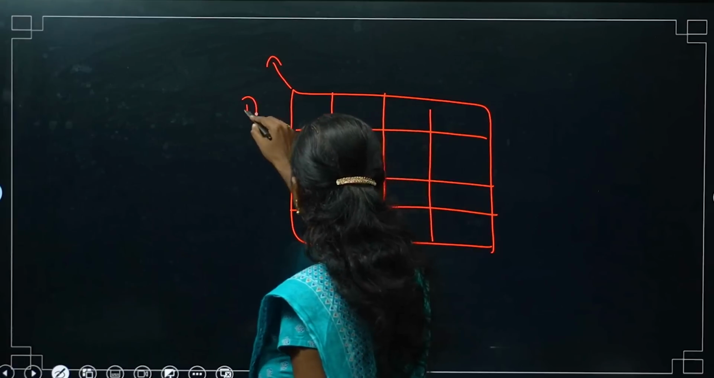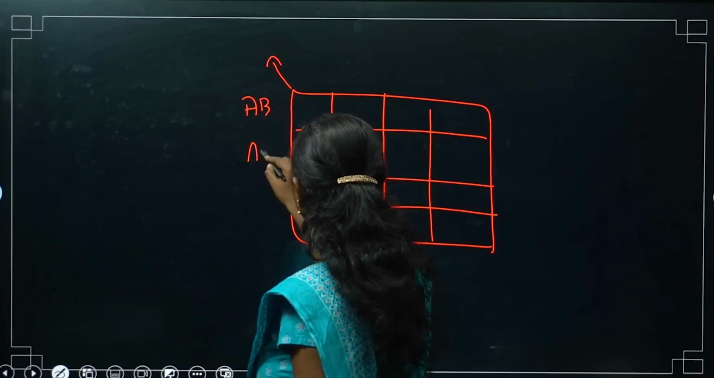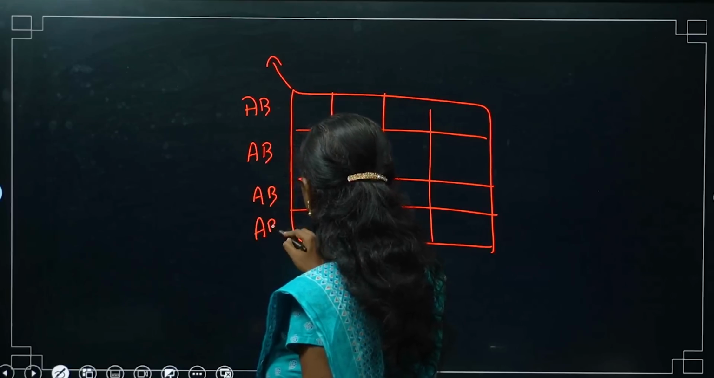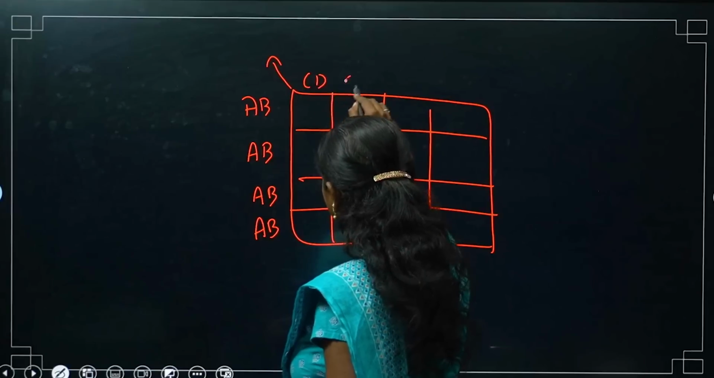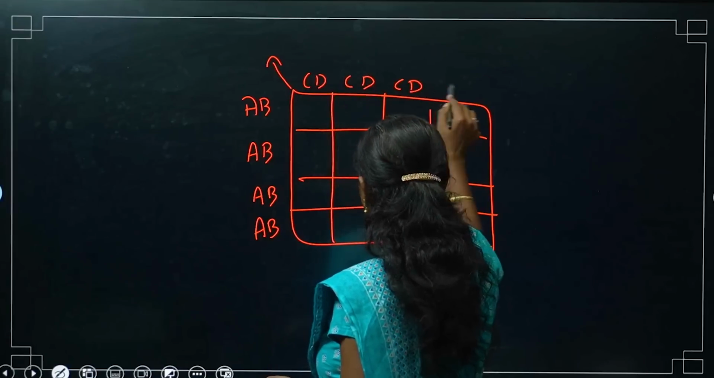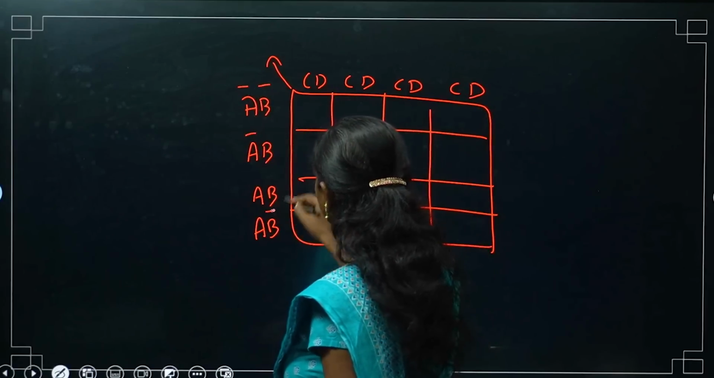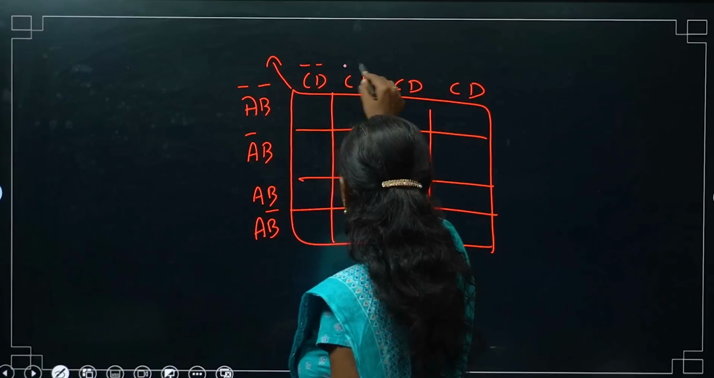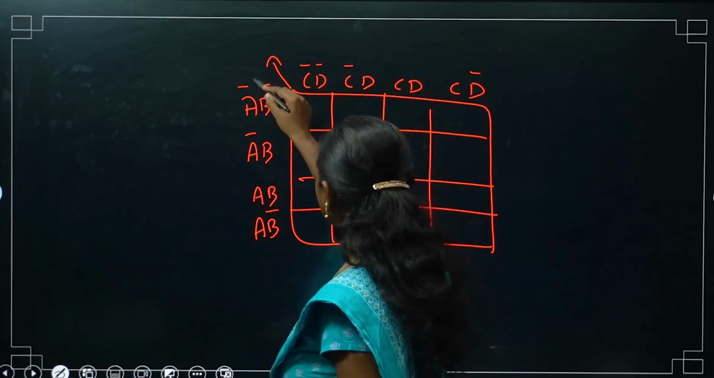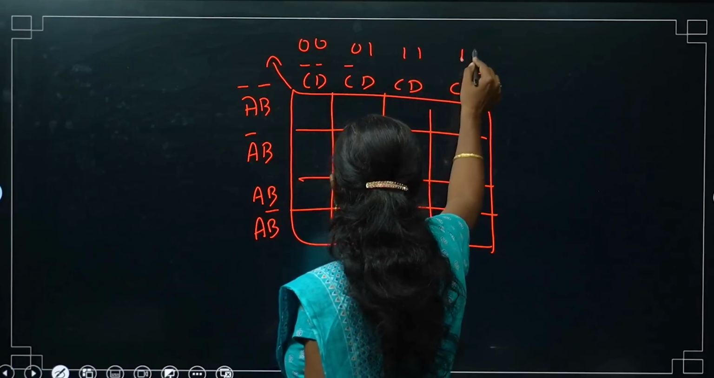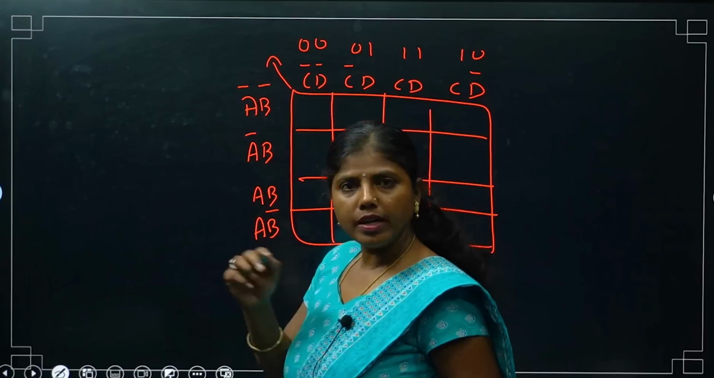So this is AB, AB, AB, AB. CD, can we interchange? Interchange will not give you the marks. Gray code we are using 0, 0, 0, 1, 1, 1, 1, 0. Let me write the gray code once: 0, 0, 0, 1, 1, 1, 1, 0. It's the same. Wherever 0 is there, you negate it.